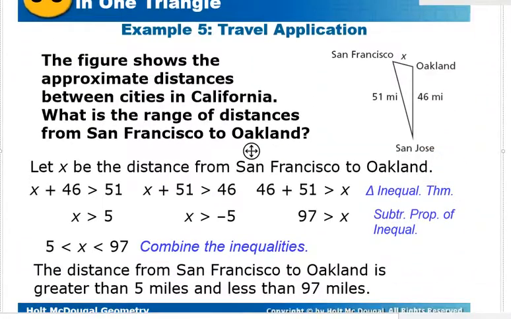Here's a word problem with the same type of thing. This time they have x right here, and you just do the same thing. You notice when we get our 3 things, you get a negative, you cross him out, and you just have your 2 things here. So in this instance, the range of distances from San Fran to Oakland could be 5 miles, it could be 97 miles, somewhere in there. And you're just finding the possible range.